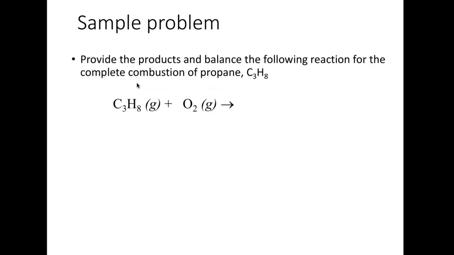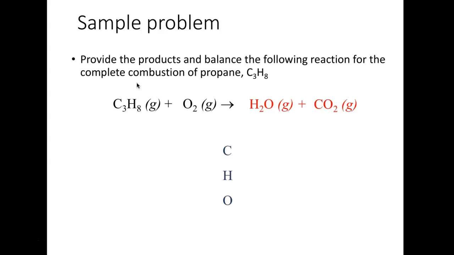So this sample problem is giving you the starting reactants for a combustion reaction, and it's asking you to complete the reaction, so write out the products, and also to balance it. So the first step is to finish the reaction. And we know that in combustion reactions, the products are always carbon dioxide and water. So we write H2O and CO2.